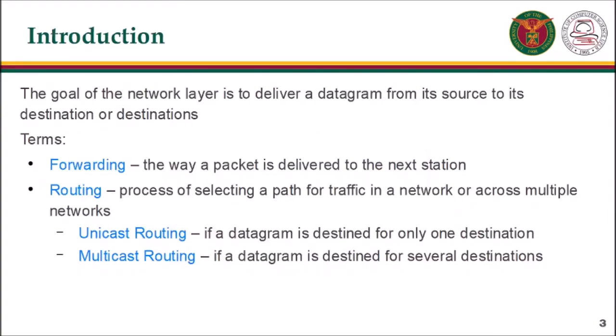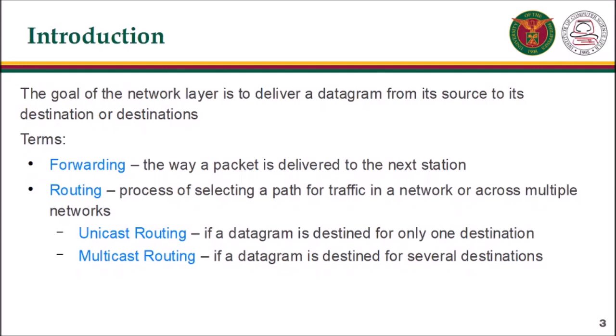The goal of the network layer is to deliver a datagram from its source to destination or destinations. There are some terms under this. Forwarding is the way a packet is delivered to the next station. Routing is a process of selecting a path for traffic in a network or across multiple networks.